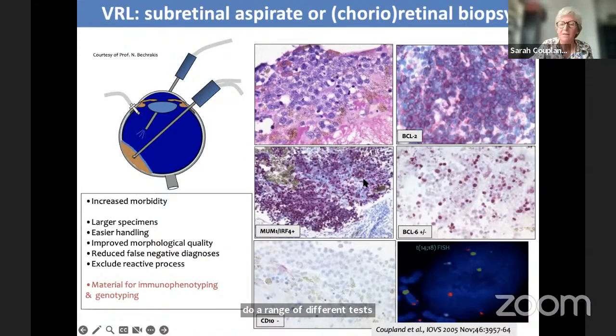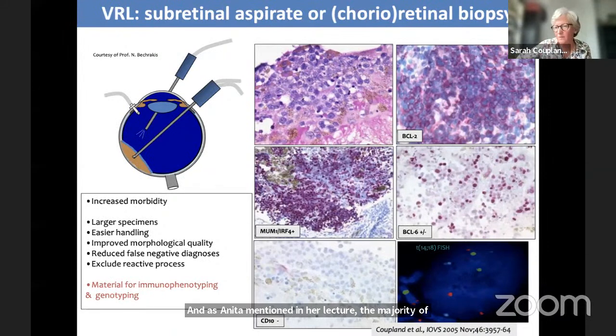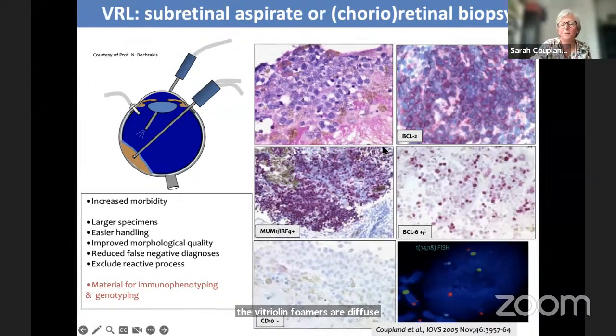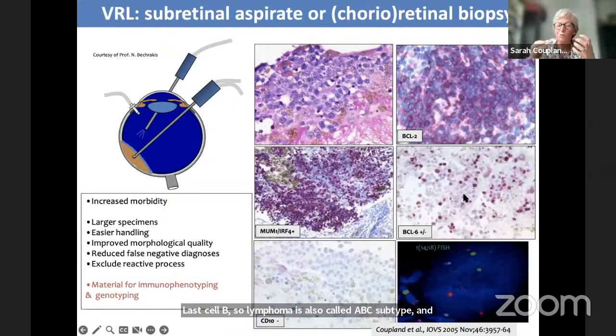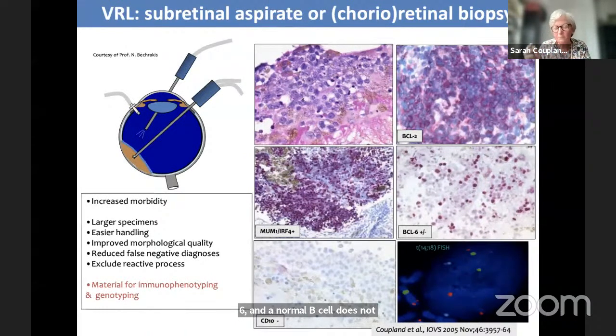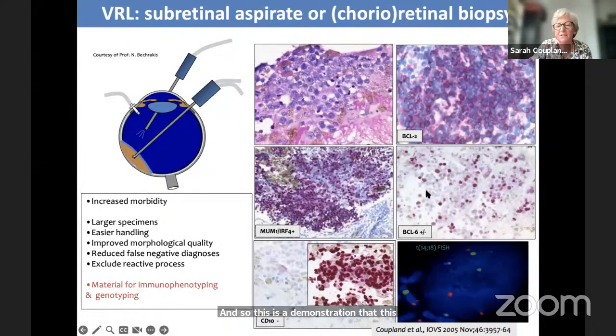And as Anita mentioned in her lecture, the majority of the vitreoretinal lymphomas are diffuse large B-cell lymphomas of the so-called ABC subtype, and they express MUM1 and BCL6, and a normal B-cell does not co-express these two molecules. It's either one or the other. And so this is a demonstration that these are neoplastic B cells. And yes, the very high Ki67 growth fraction, virtually 95% of these cells are proliferating if they're still viable.